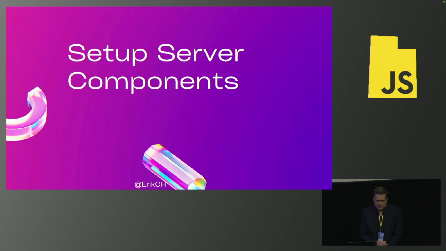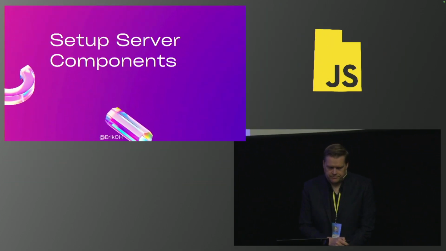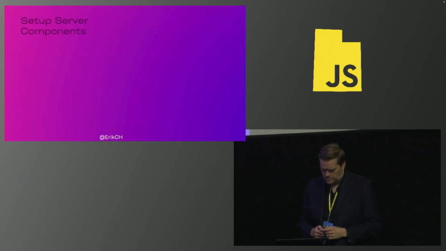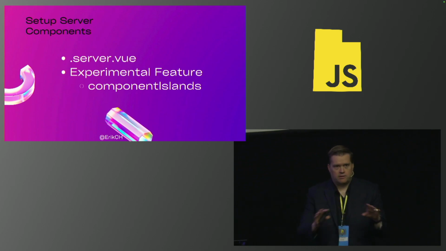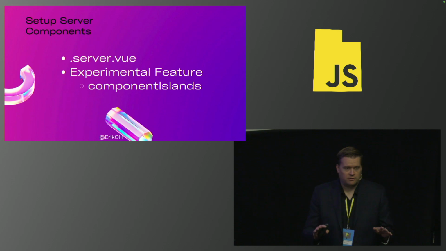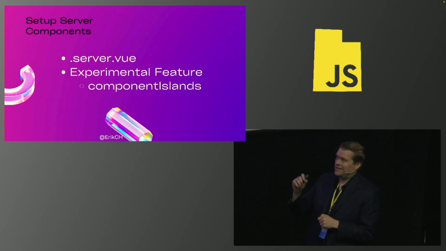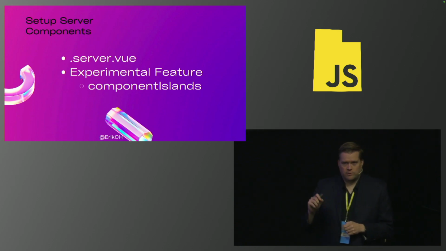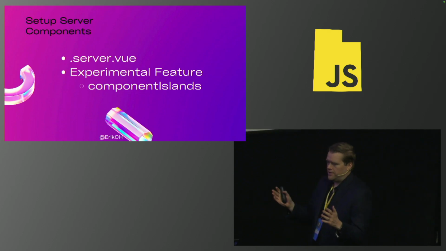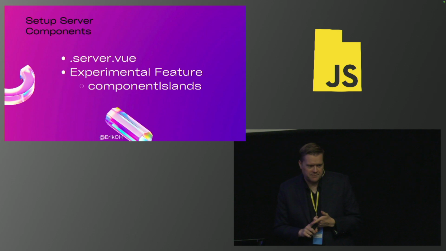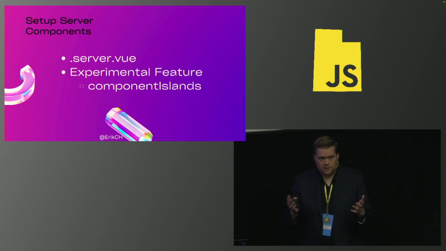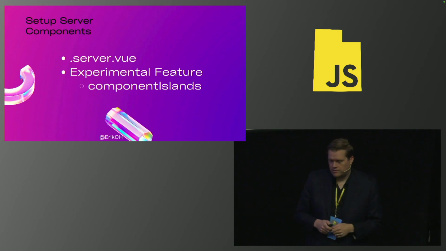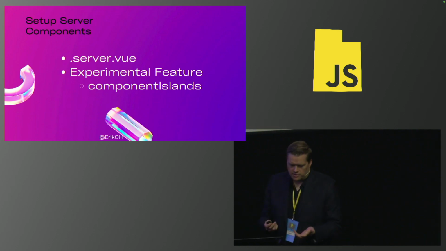So let's talk about the server component setup. Easiest way to set it up: you take your regular Vue single file component that we all know and love. You just add a .server.vue extension to it. Then you have a server component. However, since it is an experimental feature, you have to go into your Nuxt config and add the component islands experimental feature and turn it to true. And then you can start using it in your app.